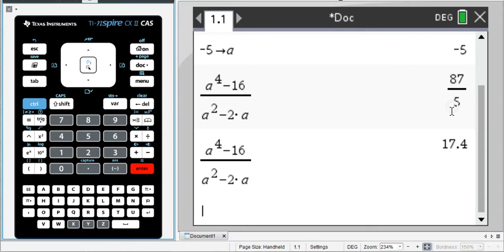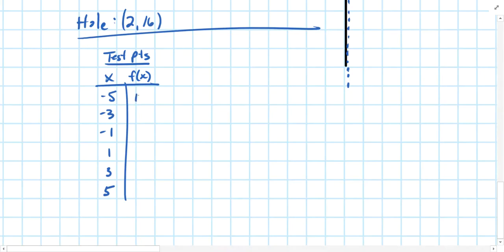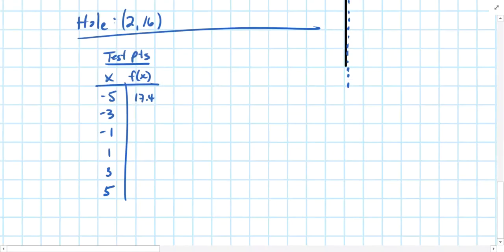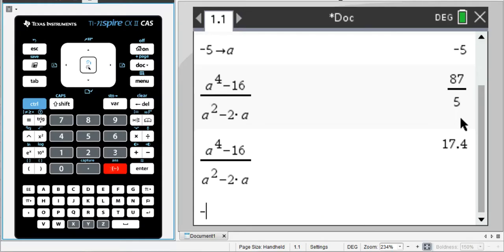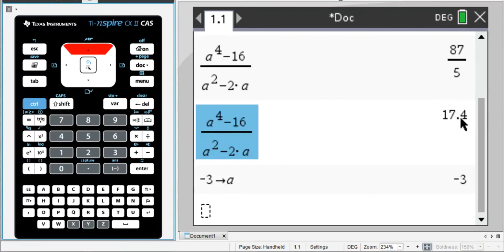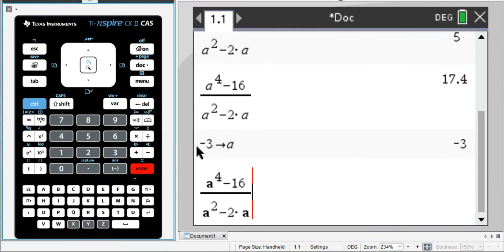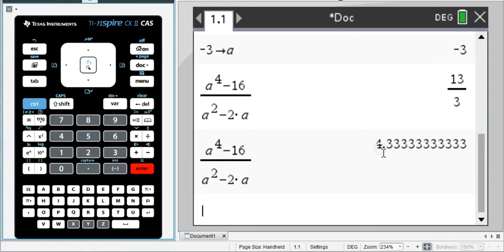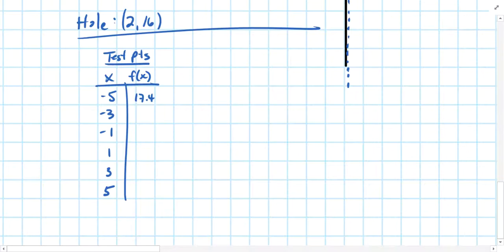Now, graphing 87/5 is hard to do, so I just pressed Control Enter and I got the decimal equivalent, which was 17.4. Now, I'm going to do the same for an x value or a value, in this case of negative 3, and so on. So negative 3 stored as a, and then I'll press the up arrow until this is highlighted, tap enter, and then enter again. If I press Control Enter, that'll turn my fraction into a decimal, and I've got about 4.3, and so on.